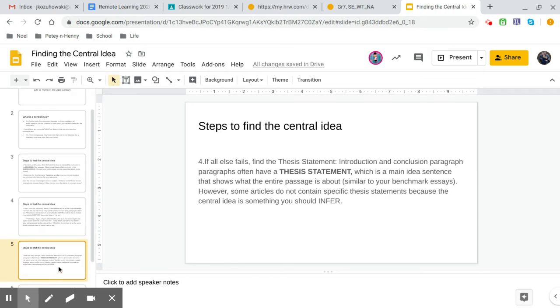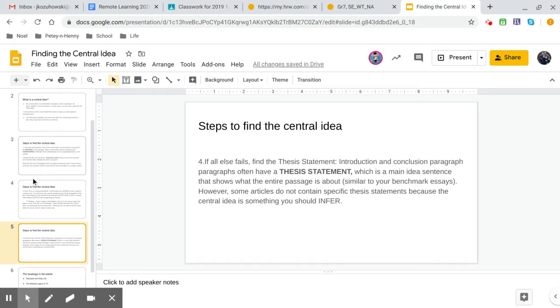All right. And step number four, if all else fails, look for the thesis statement. Go to the introduction or the conclusion paragraph and see if you can find the thesis statement. For this article, because of the length, it is very, very difficult. The length has it sectioned into headings. So step number four probably is not going to work.